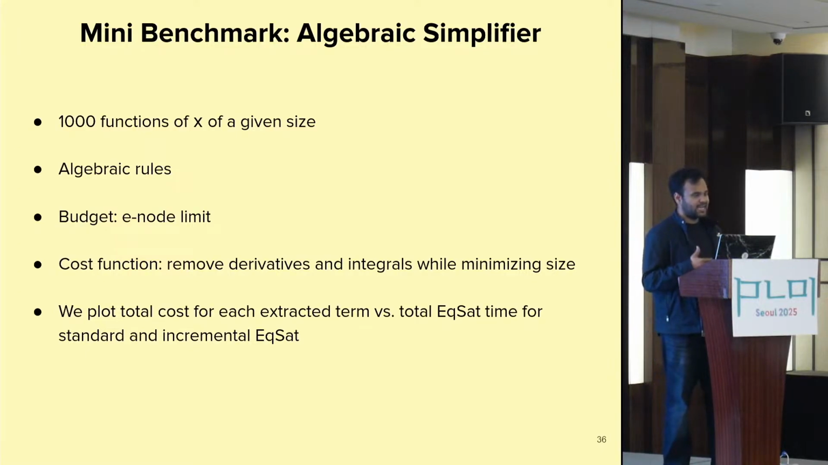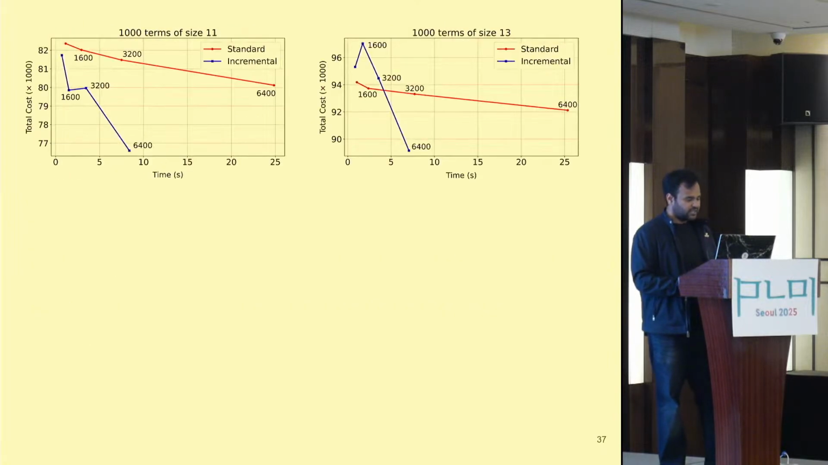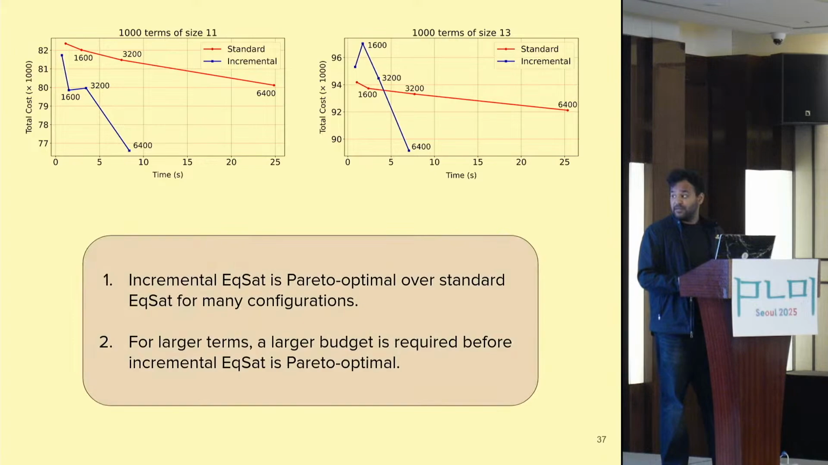And we will compare standard and incremental EGSAT in terms of total cost for the 1,000 extracted terms versus total time. Here are results for 1,000 terms of 2 different sizes, 11 and 13. Total cost is on the y-axis and total time on the x-axis. Each point here corresponds to a full run of 1,000 terms with a specific node limit. We see that as we increase the node limit, incremental EGSAT quickly becomes Pareto optimal over standard EGSAT in these 2 metrics. And for larger terms, we see that we need a larger budget before incremental EGSAT becomes Pareto optimal.